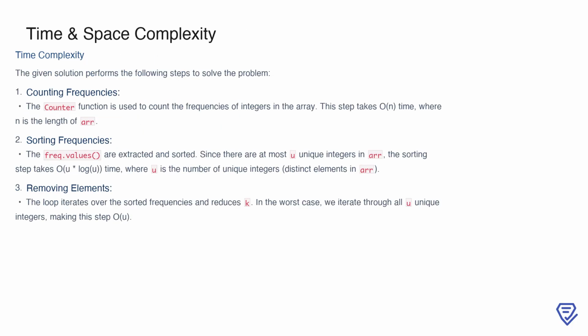To analyze the time complexity of our solution, let's break it into its main components. First, we count the frequencies of integers in the array using the counter function. This operation involves traversing the entire array once, which takes n time, where n is the length of the input array. Next, we extract the frequency values and sort them. Since there are at most u unique integers in the array, this sorting step takes u*log u time, where u is the number of distinct elements. Finally, we enter a loop to remove elements based on their frequencies, reducing k as we go. In the worst case, this loop iterates through all u unique integers, which adds u to the overall time complexity.